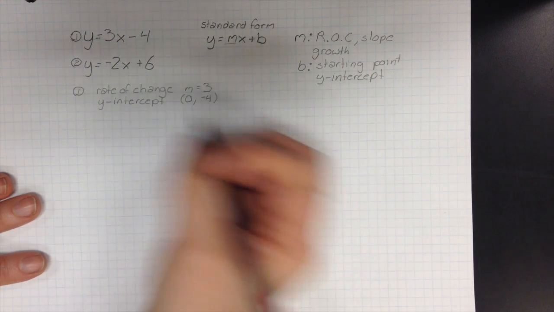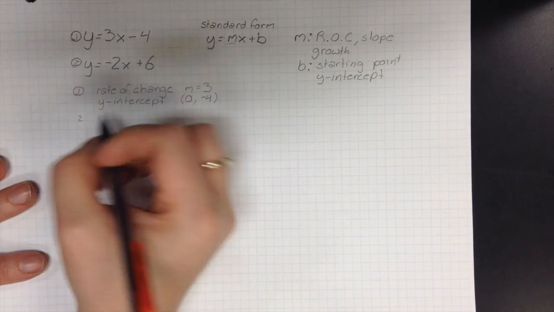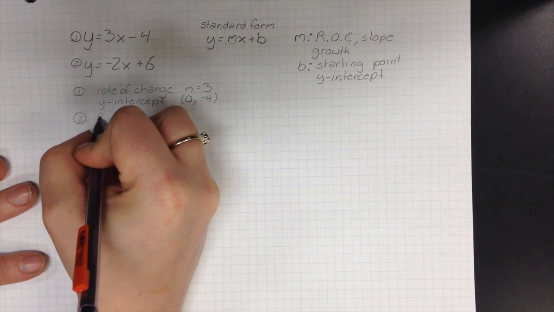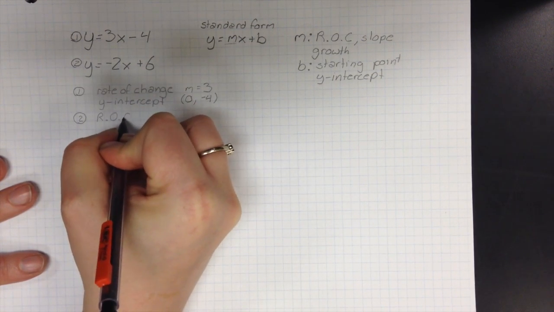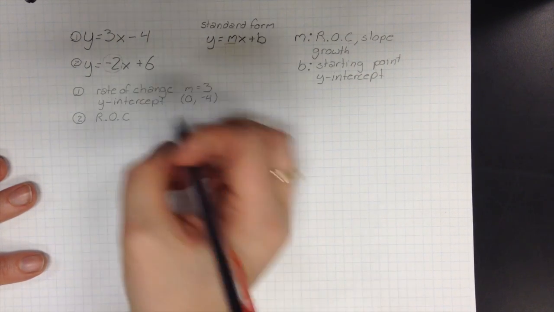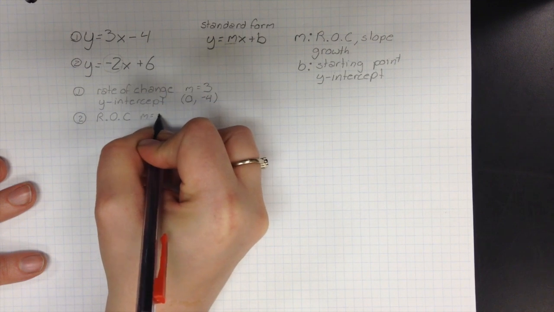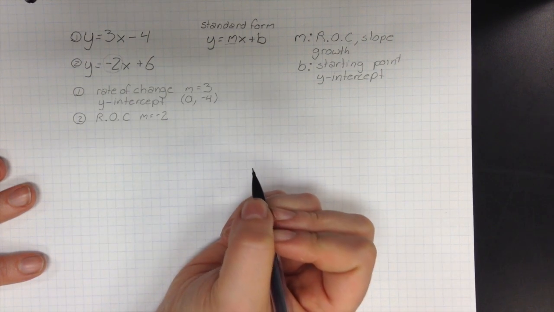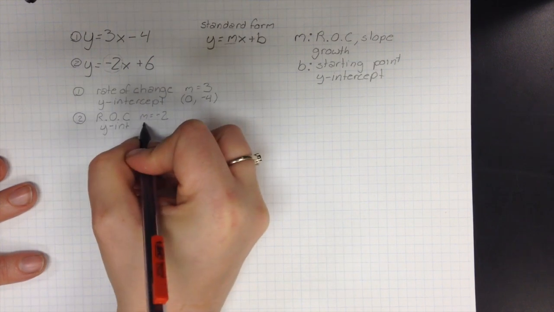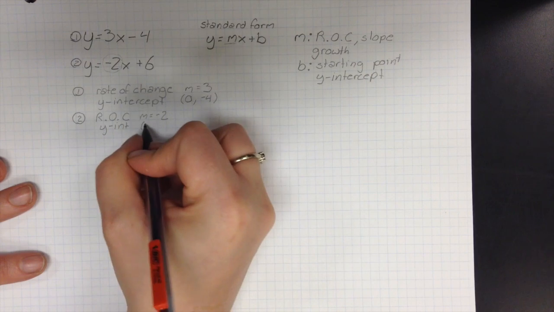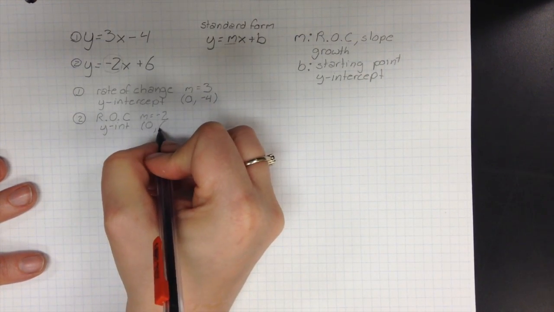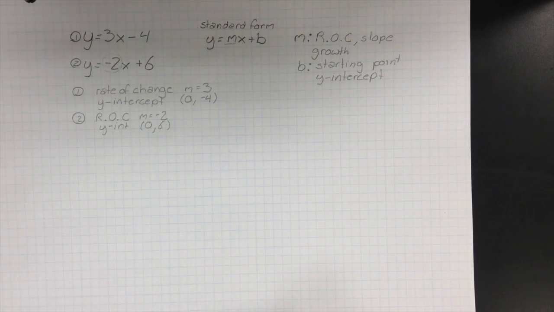Okay. In our second equation, we want to know the rate of change. I'll go ahead and abbreviate that this time, rate of change. That's the number multiplied by x, and in this case it's negative, so m equals negative 2. And our y-intercept, go ahead and abbreviate that y-int. Remember where the line crosses the y-axis, so the x value is going to be 0, and that b value, 0 and 6. So we've got two lines here.